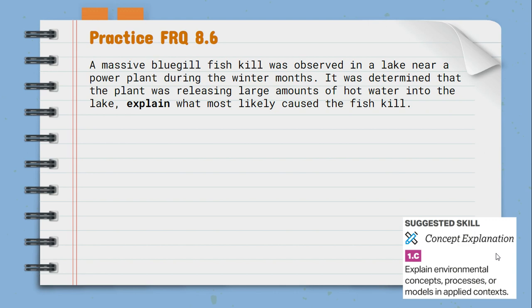All right, at this point, we should have paused the video and answered our FRQ. So here our FRQ reads, a massive bluegill fish kill was observed in a lake near a power plant during winter months. It was determined that the plant was releasing large amounts of hot water into the lake. Explain what most likely caused the fish kill.